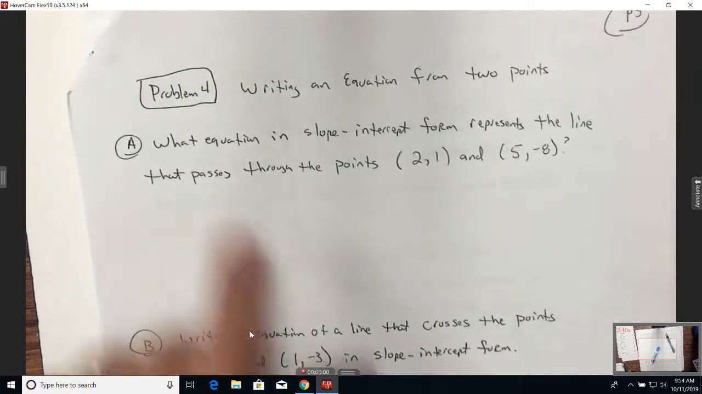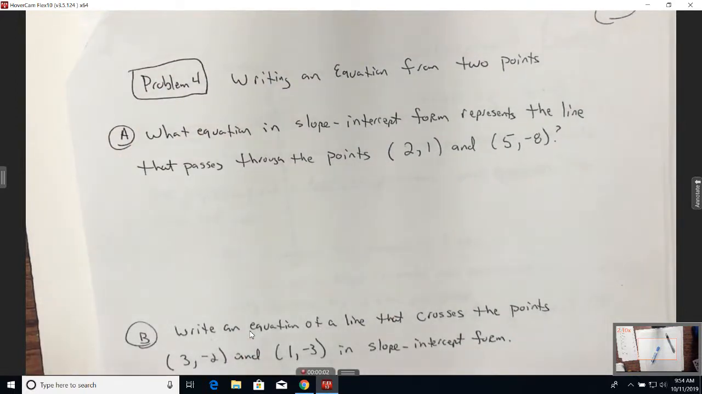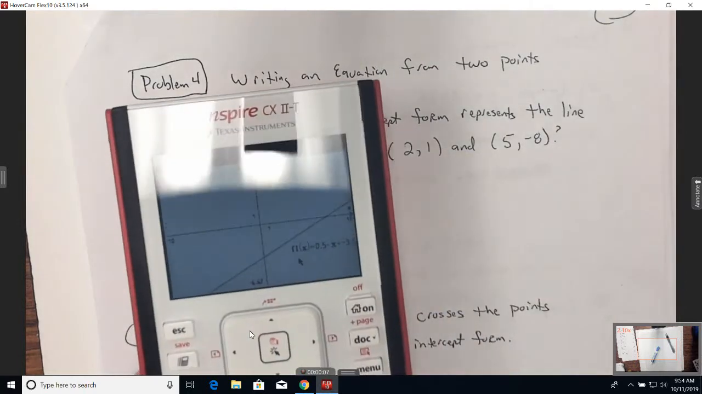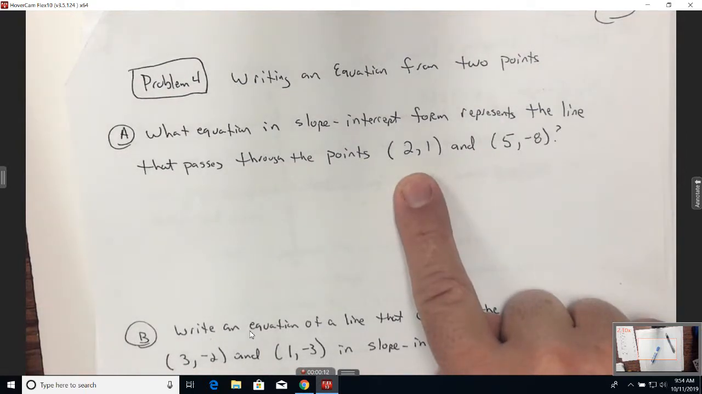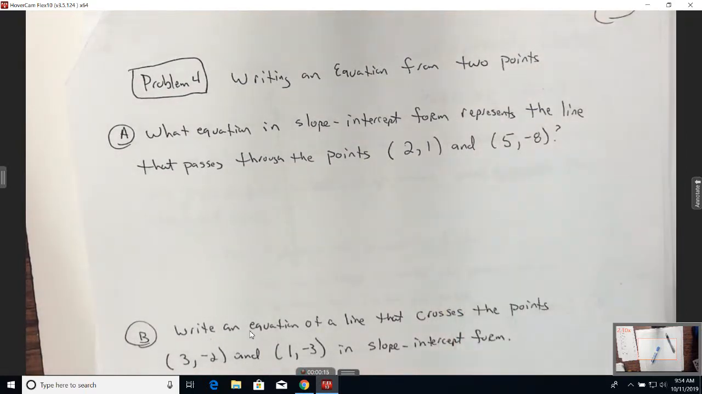So in today's lesson, in problem number 4, we did that with pencil and paper yesterday. What I want to show you is how to use some technology to solve this today. Okay, so remember from yesterday, what did we have to find? We had to find the slope and we had to find the y-intercept.